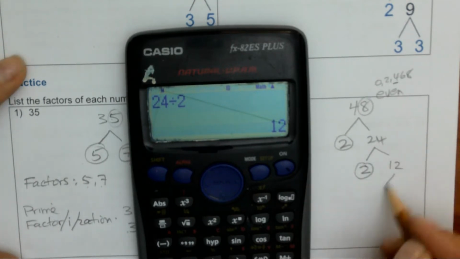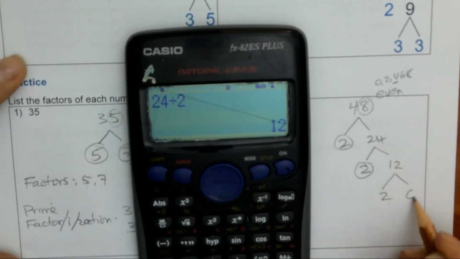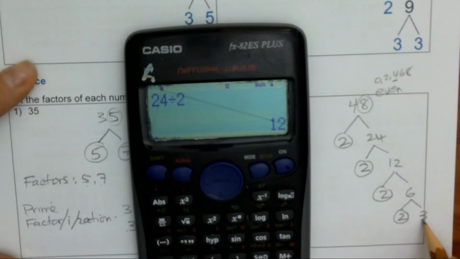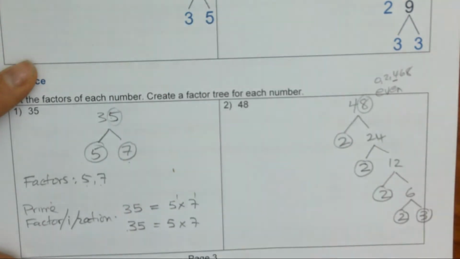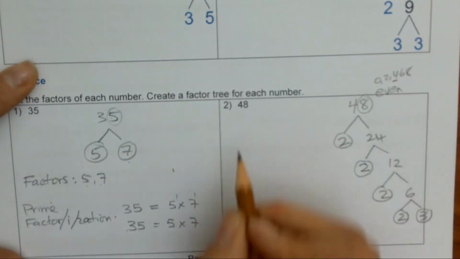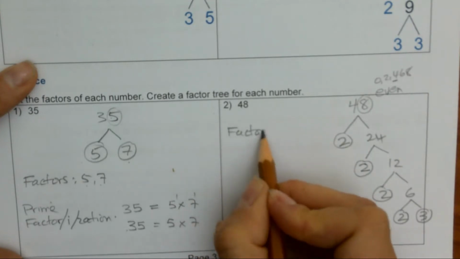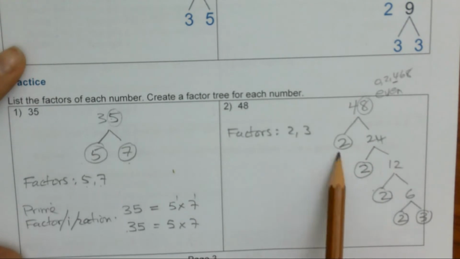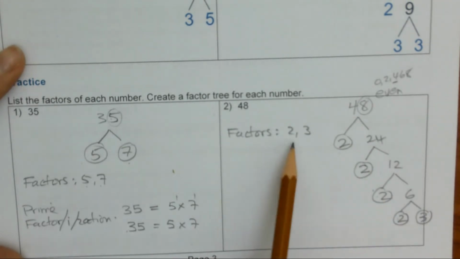Yes. That's 2 times 6. Can I make 6 smaller? Yes. 2 times 3. Can I make 3 smaller? No. Okay. So my factors are 2 and 3. I don't write 2, 2, 2, 2, and 3. I just have to write the number once.